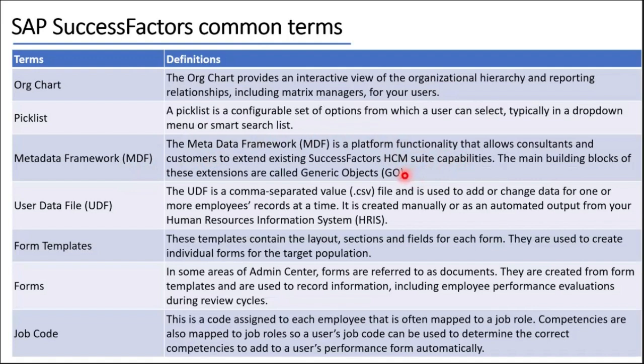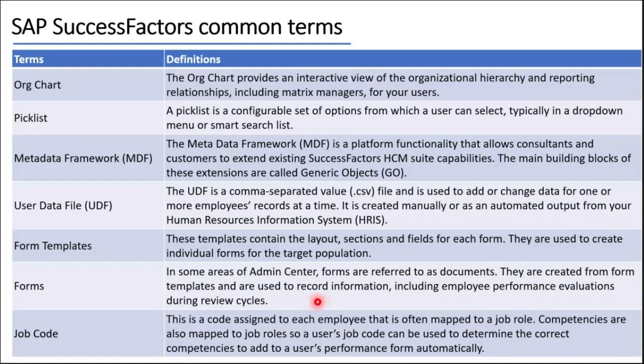User data file. A user data file is a comma separated value file, and it is used to add or change data for one or more employee records at a time. It is created manually or as an automated output from your human resources information system. And coming to form templates, these templates contain the layout, sections, and fields for each form. They are used to create individual forms for the target population. And coming to forms, in some areas of Admin Center, forms are referred to as documents. They are created from form templates and are used to capture information, including employee performance evaluations during review cycles.